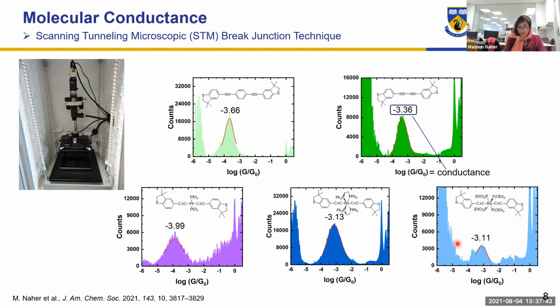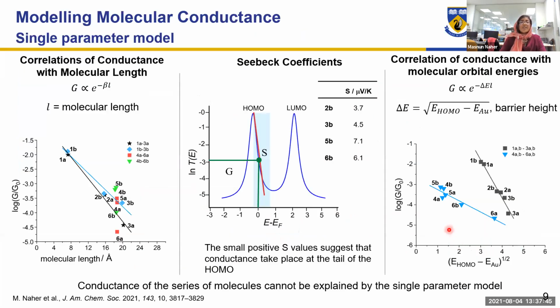To understand this, in the next step, we studied some single-parameter models. The first model was based on the correlation of conductance with molecular length, which says molecular conductance will decrease exponentially with molecular length. So we plotted experimental conductance values against molecular length. Interestingly, you can see all the organic compounds follow this equation. That means molecular conductance decreases with increasing length. But for the metal complexes, it's not following any trend.